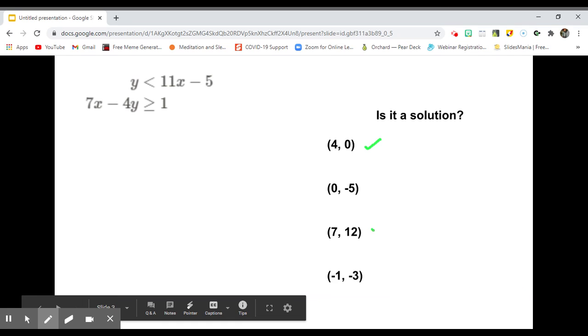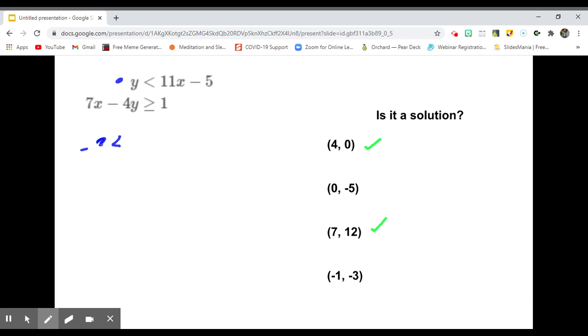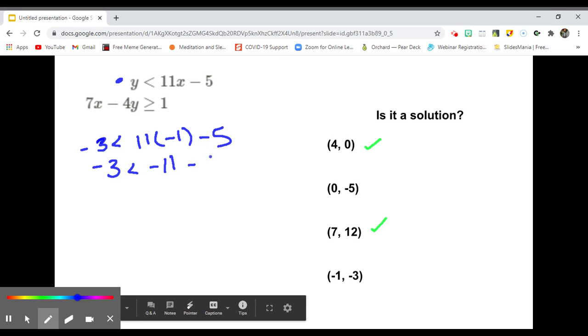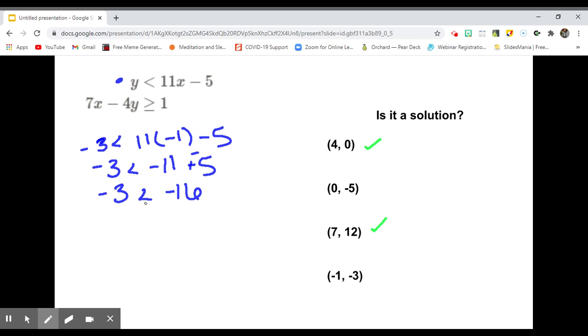This one was a yes for both, and now we're left with (-1, -3). So let's start with the blue one first. -3 is less than 11 times -1 minus 5. So is -3 less than -11 minus 5? If I do the little change there, is -3 less than -16? No. Yes. -3 and the y. 11 minus 5, -11 minus 5, -16.